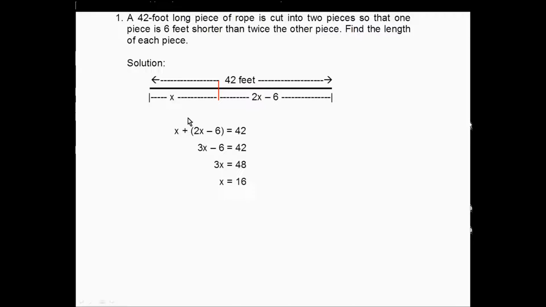Now the other, so that's this left-hand side. The right-hand side is 2x minus 6. So 2 times 16 minus 6 is 32 minus 6, which gives me 26. Now as a quick check, the 16 and 26 add up to be 42. If they don't, something is wrong. So the lengths of the pieces of rope are 16 feet and 26 feet. Now again, if you were asked for the shorter one, 16 feet. The longer one, 26 feet.